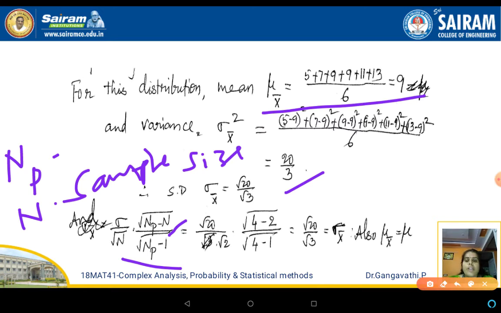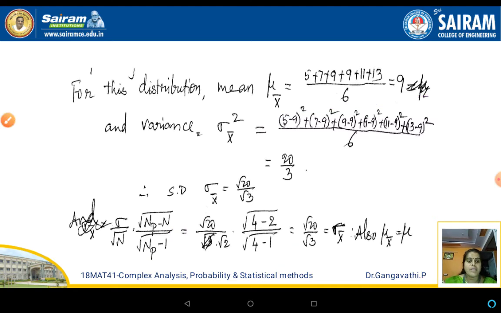So substituting all that, population size is 4 and sample size is 2, and N minus 1 is 4 minus 1, and sigma divided by root n, we had got it as root 20 divided by root 2. When we evaluate all that, we get root 20 divided by root 3, which is our sigma x bar. So sigma x bar square, and here it is sigma x bar, and again we have also seen mu x bar is equal to mu. So hence whatever has been asked us to verify, we have verified in this problem.